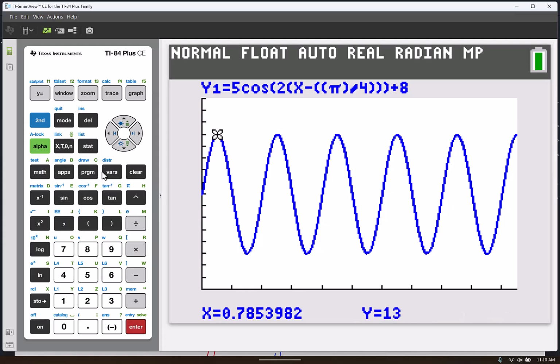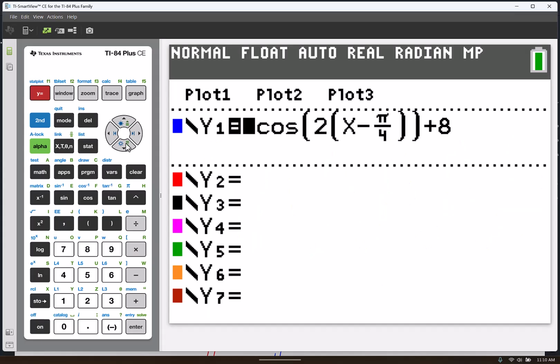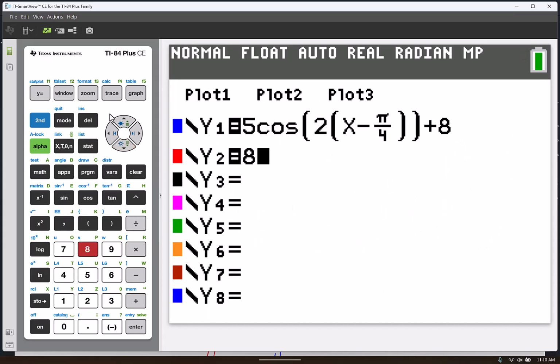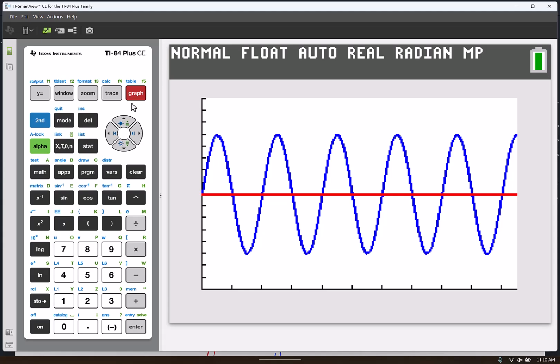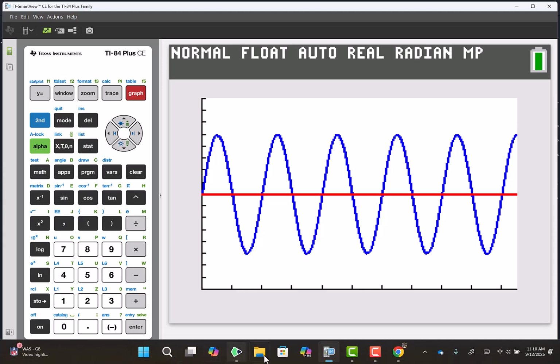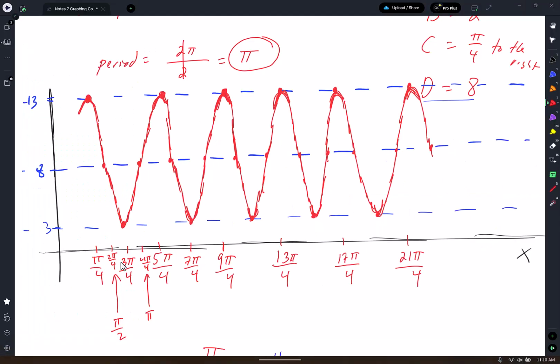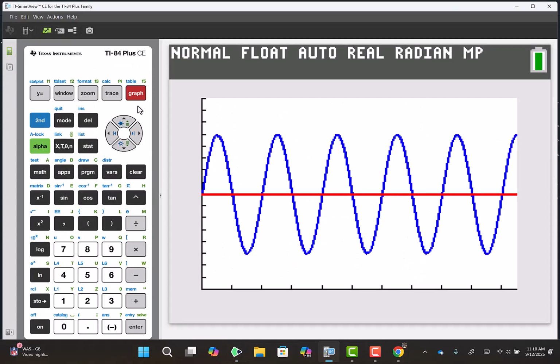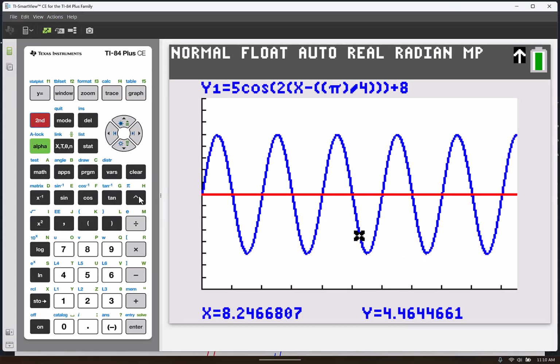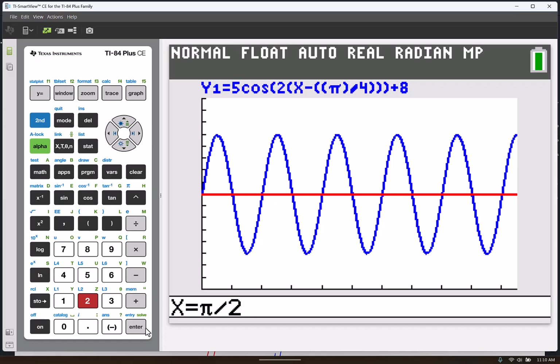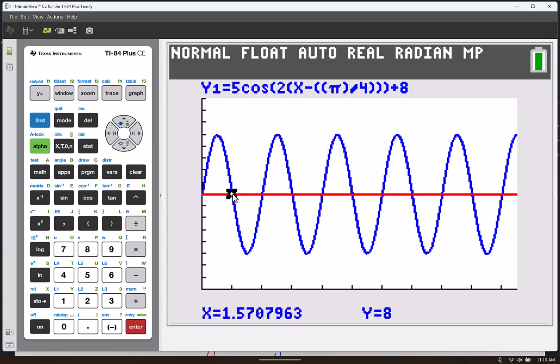Cool, right? You know what, for kicks, I'm going to come over here and put 8 on y2. And then look, that way I can see my midline. And so I know that I'm at the midline at pi over 2. So I'm going to put pi over 2, trace, pi over 2. I'm going to push enter. And voila, look at that. Perfect, right on the midline.